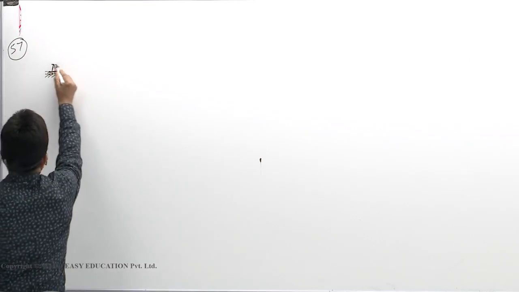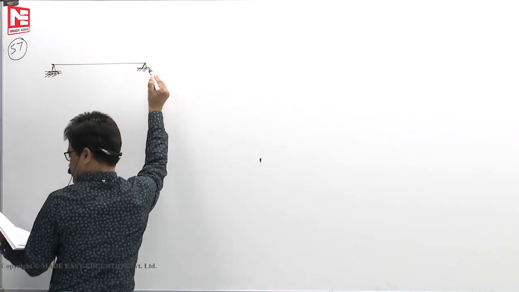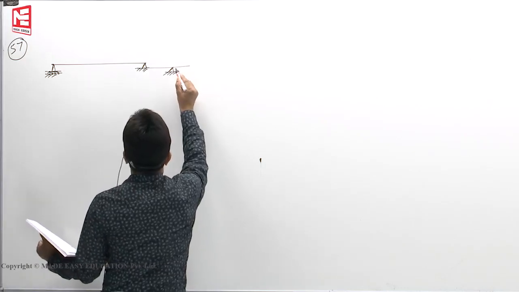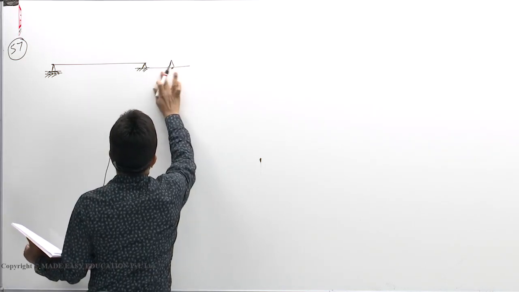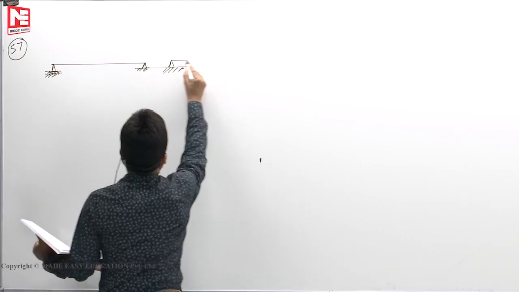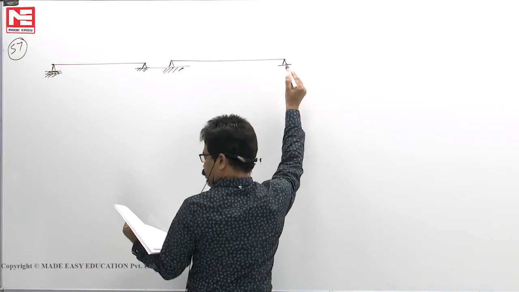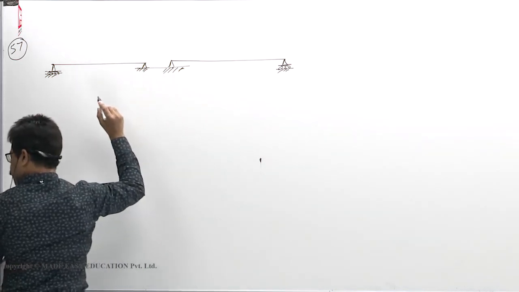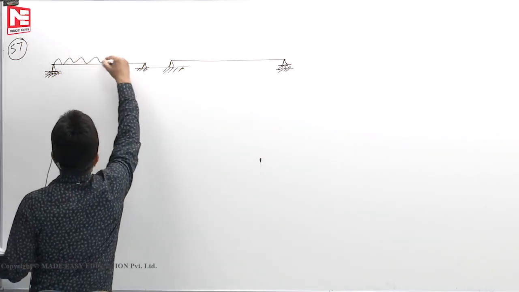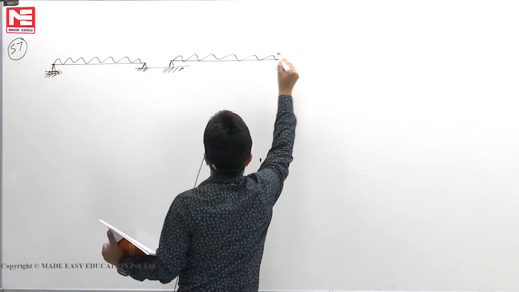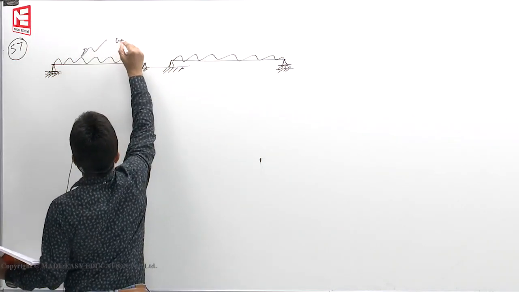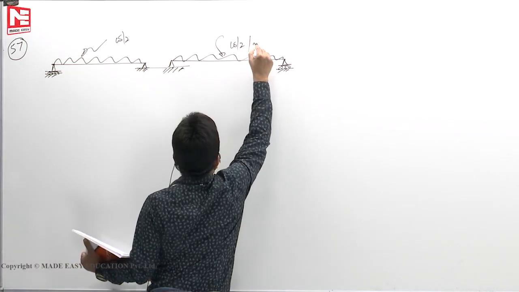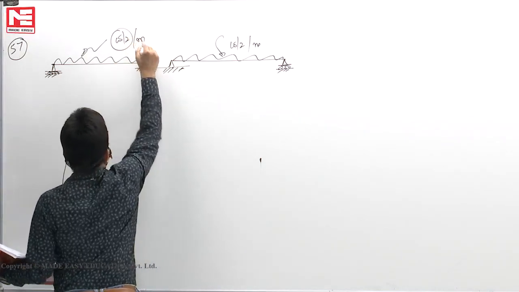Okay, this is the beam and dead load is W by 2 per meter run. This is W by 2. This UDL is also W by 2 per meter.